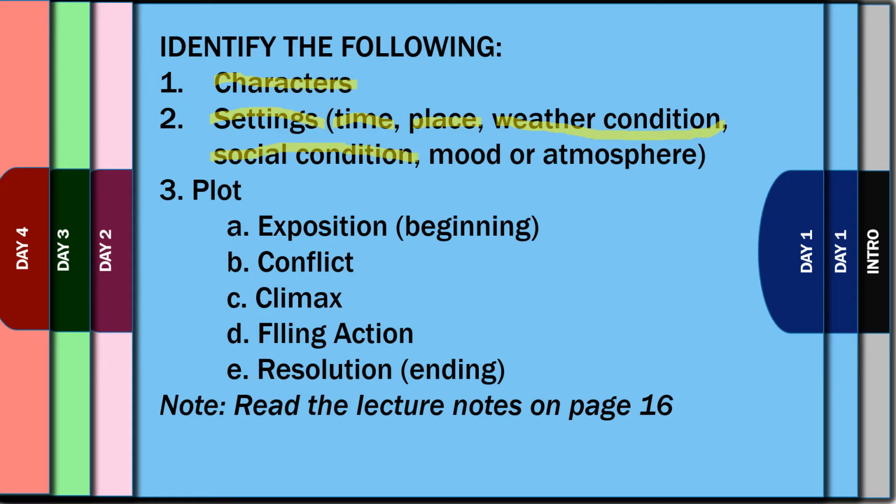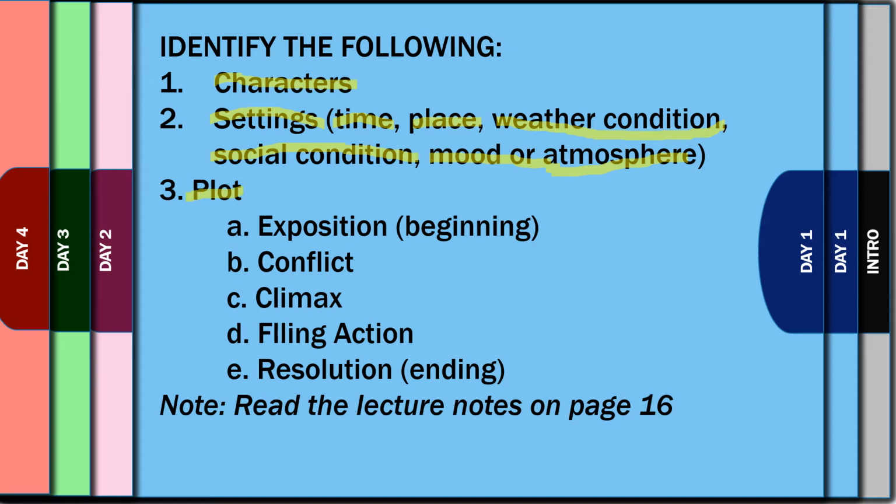Social condition. It could be in the slum area, in a business area, in the village, in the subdivision, in a high-class area, and so on. Mood or atmosphere. It could be in a wake, in a victorious party, in a birthday party, and so on. So it's about the mood. It could be the term victorious or happy. So it refers to the mood.